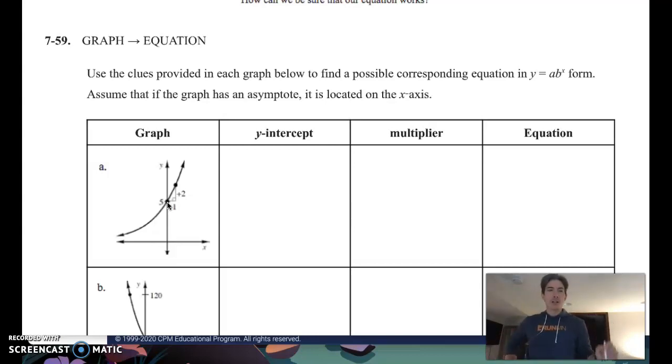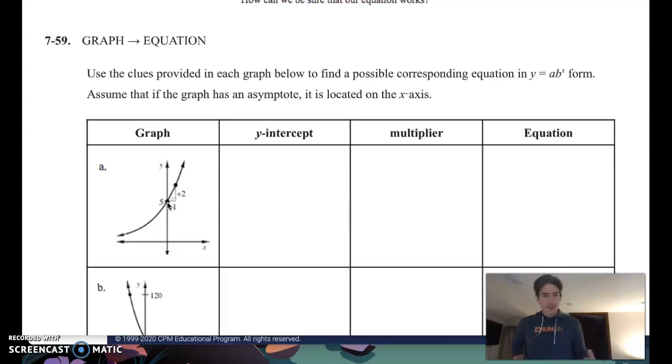Our goal: use the clues provided in each graph below to find a possible corresponding equation in exponential form, that y equals a times b to the x form. Assume that the graph has an asymptote and it is located on the x-axis. So that's a pretty big clue. We're not necessarily going to be dealing with graphs that cross the x-axis and have an x-intercept. Remember, there are exponential functions that can do that and will do that. That just means their asymptote is elsewhere, okay?